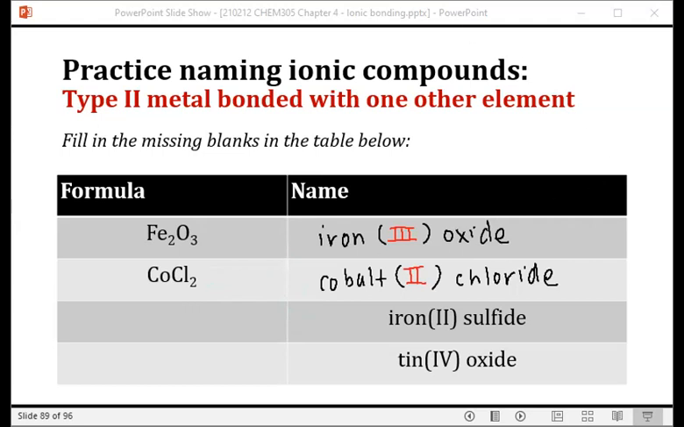Okay, let's go from the name back to the formula. So we have iron 2 sulfide. So Fe is going to go first in the formula. The cation always comes first. And this is iron 2. So this iron atom is going to have a charge of 2+. And then sulfide is S. It's an ion of sulfur. And sulfur ions always make a charge of 2-.